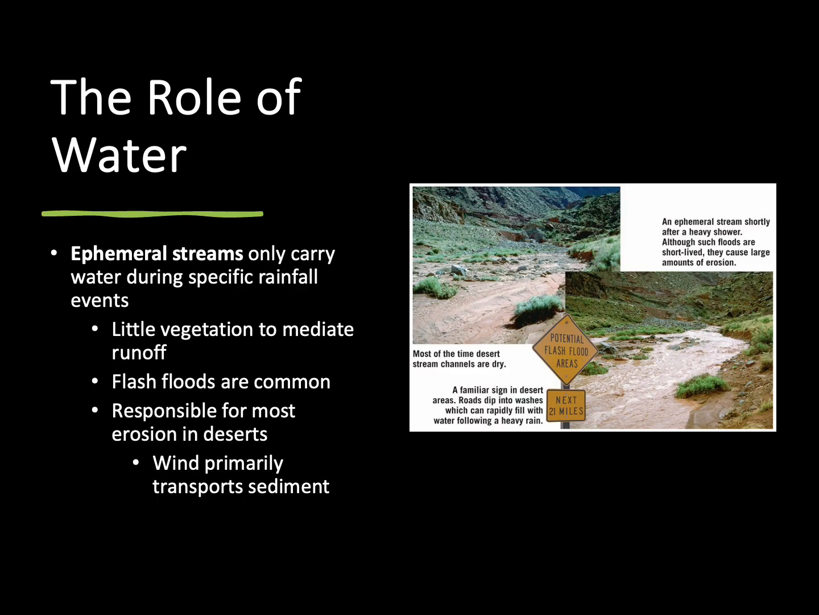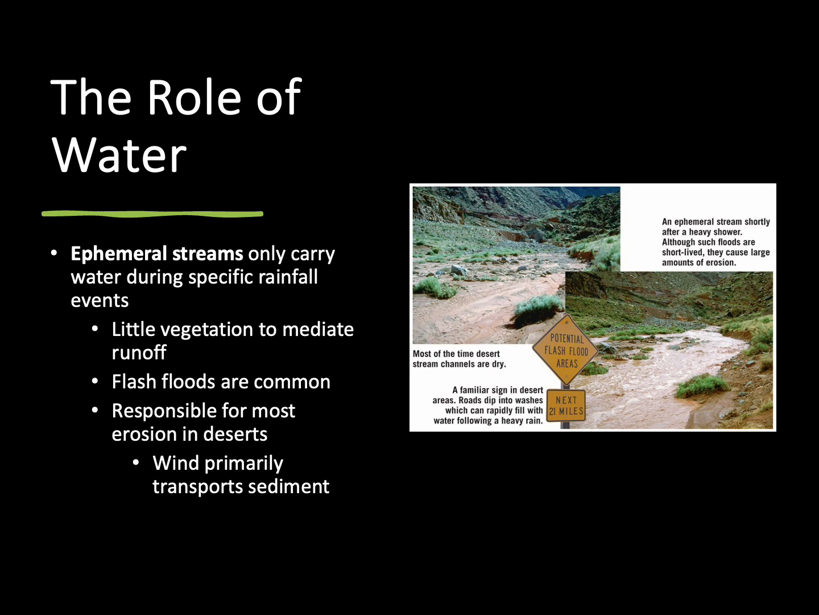So while deserts don't have a lot of precipitation, when they do, it can be deadly. Once we actually have some form of precipitation, we're going to have an ephemeral stream develop. And the word ephemeral just means that it's temporary. These are streams that are only going to be there right after we have some form of rainfall or precipitation.